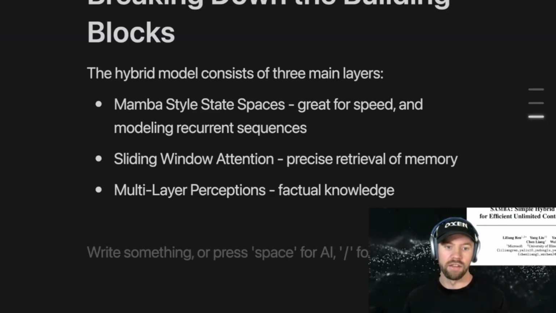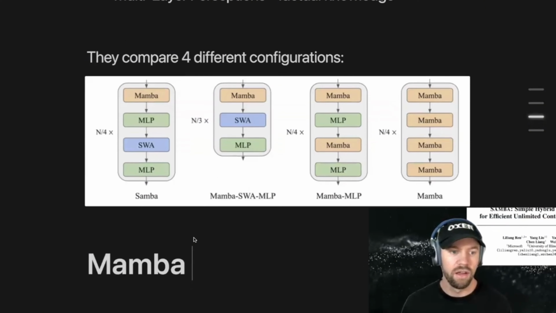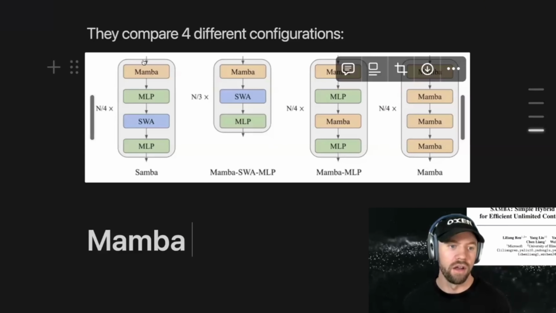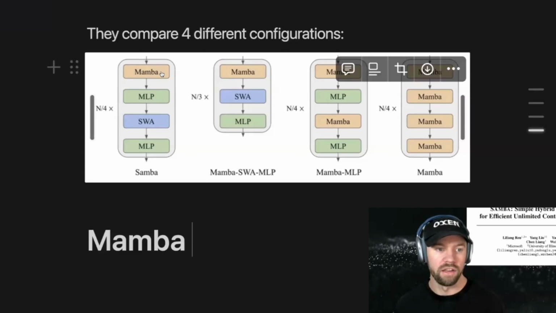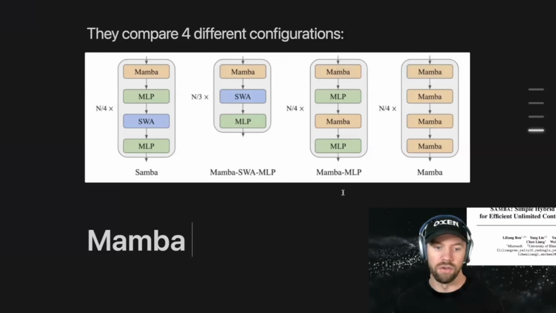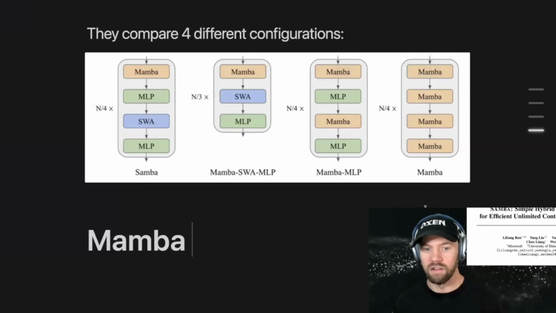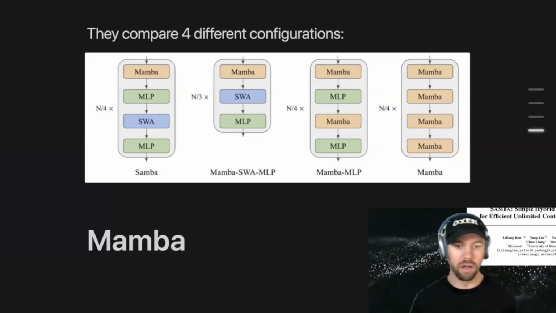And as they do this, they actually set up a few different configurations. So they have Samba on the right here, where it's Mamba, MLP, sliding window attention, MLP. They do another version where they just take out this MLP layer in between the Mamba and the sliding window attention. And then they do Mamba plus MLP and just pure Mamba as well.